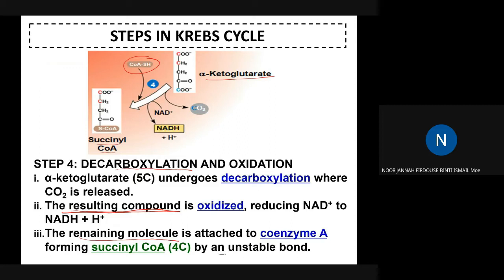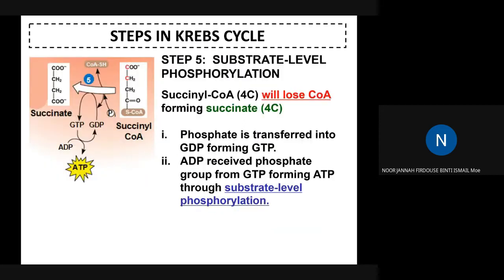Okay, ni tak sebut by an unstable bond pun tak apa. Yang penting you tahu bahawa the attachment of coenzyme A to any molecule is an unstable bond. Step 5. Dalam Krebs cycle hanya ada satu step saja yang ada substrate level phosphorylation, iaitu step kelima.